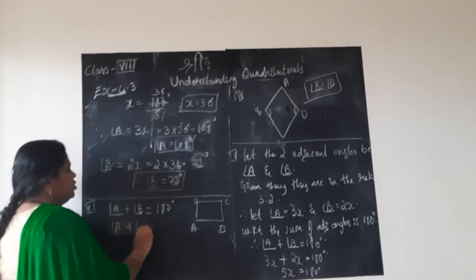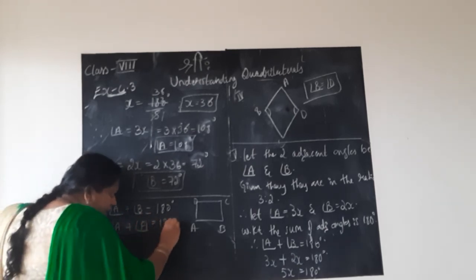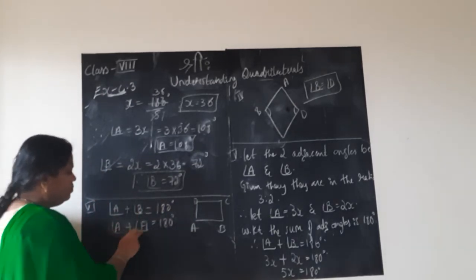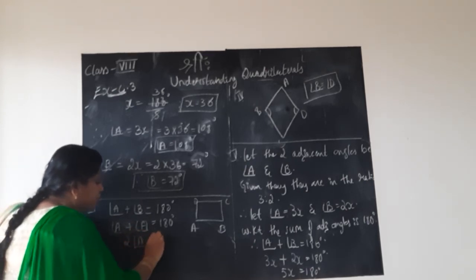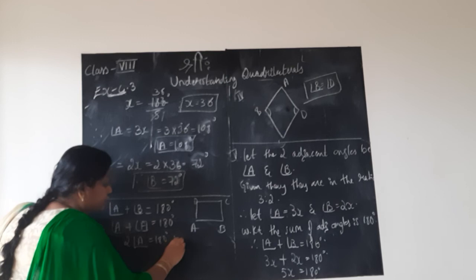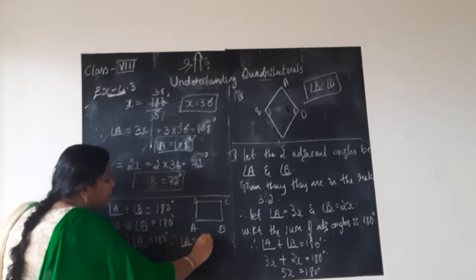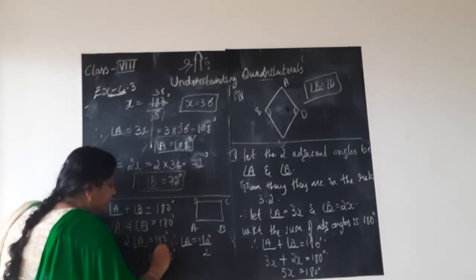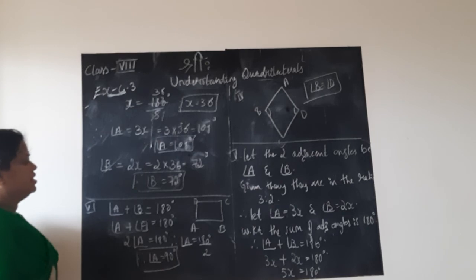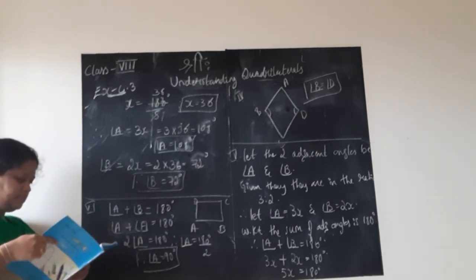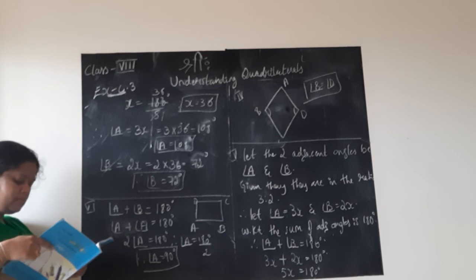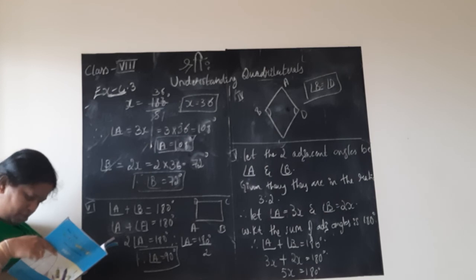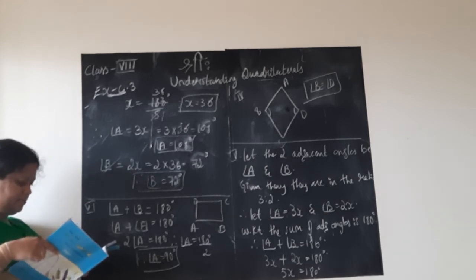If they are having equal values, then for angle B also I will write angle A. Why? Because they are telling us two adjacent angles have equal values. So A plus A, that is 2 times angle A, is 180 degrees, and therefore angle A will be 180 degrees divided by 2, that is 90 degrees. Angle A is 90 degrees. We got it.